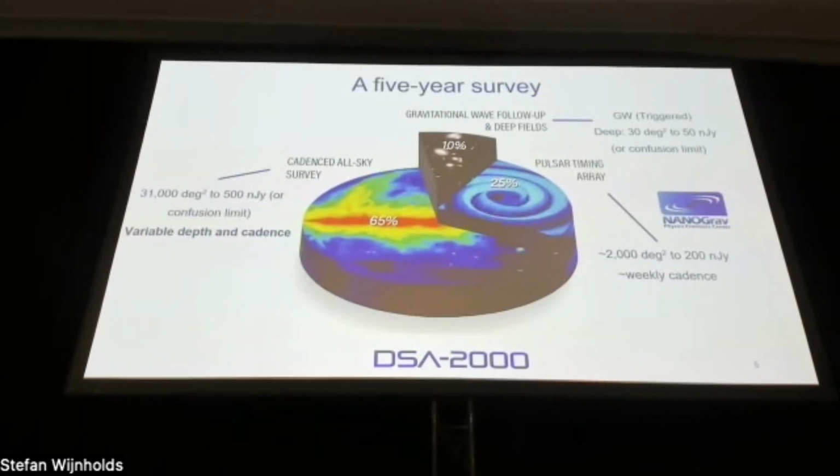And so what that might look like in a survey is split up here. So you get the cadenced all-sky survey taking up the bulk of the time. And that is variable in depth and cadence. So it's sort of adjusted on the fly, but every individual pointing will be about 21 minutes. And that's tiled into 72 square degree tiles.